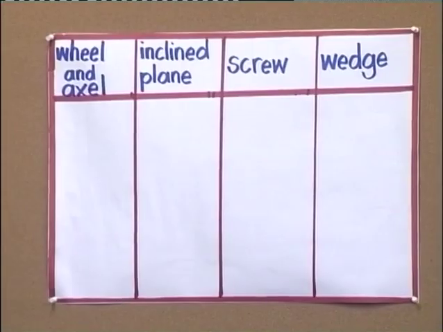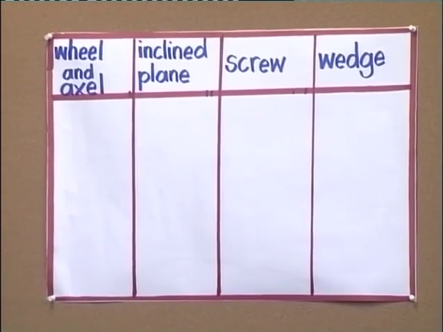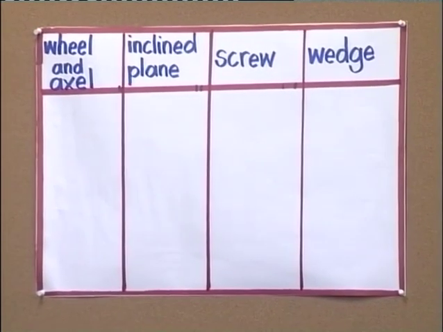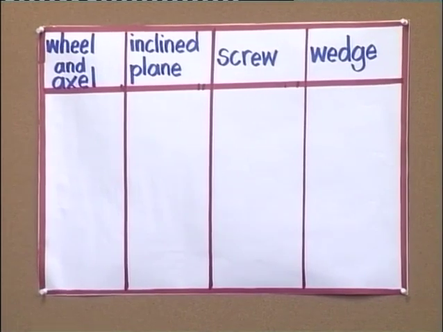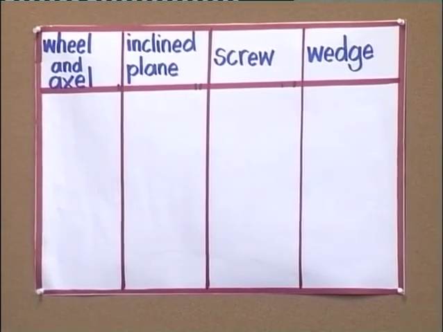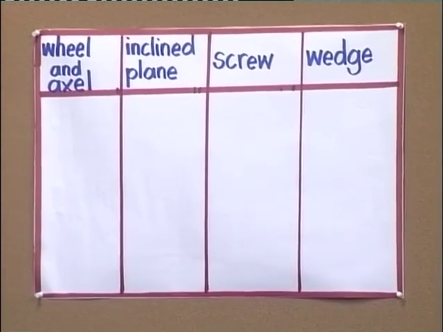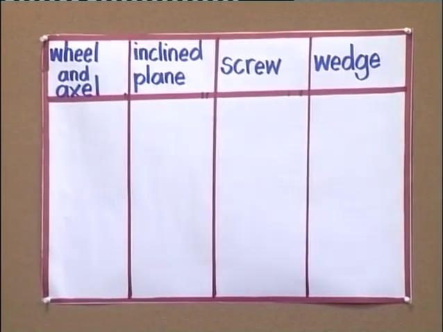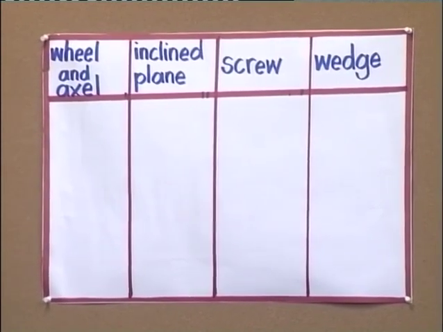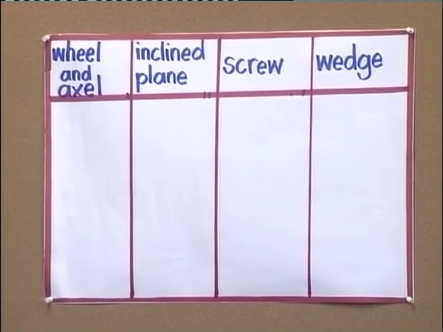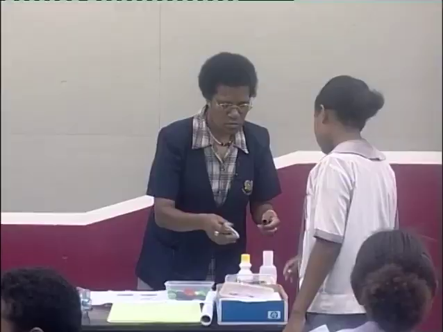Now, so we will have Patricia for wheel and axle, Edward for inclined planes, Ovin for screws, and Paul for wedge. So if I can have Patricia write up where it says wheel and axle, all the simple machines that you thought were wheel and axles, if you can have them written up. Use this whiteboard.